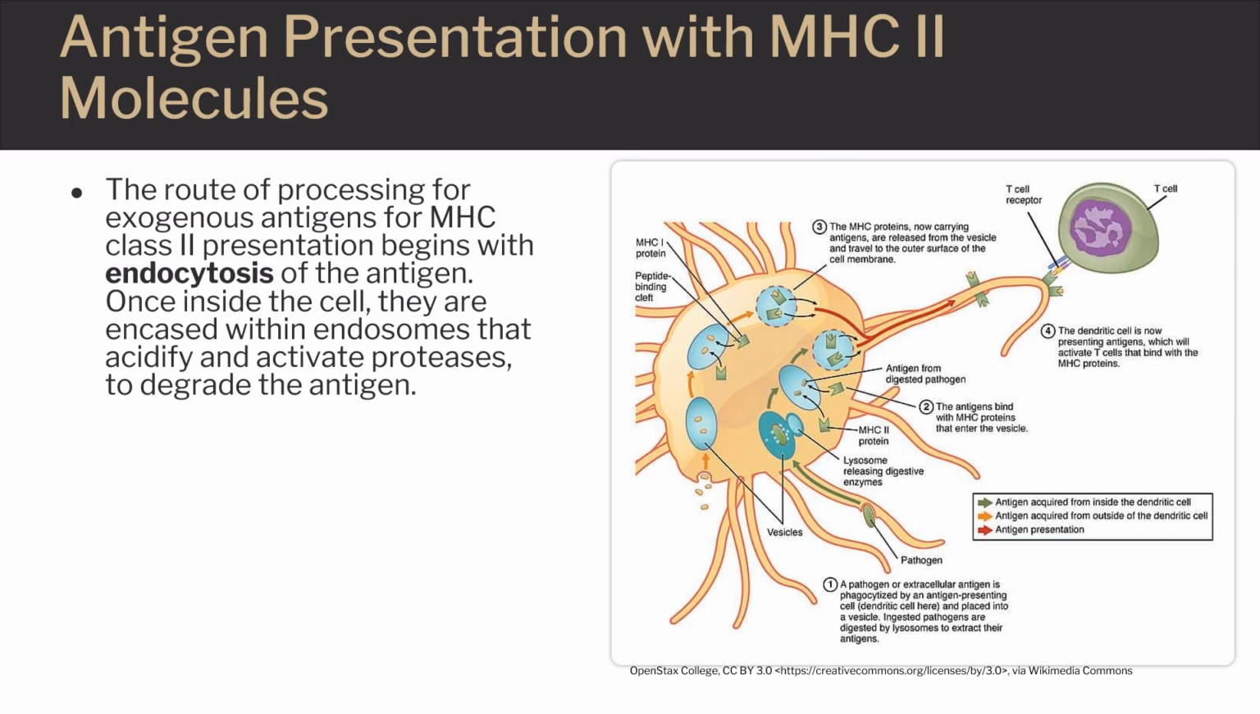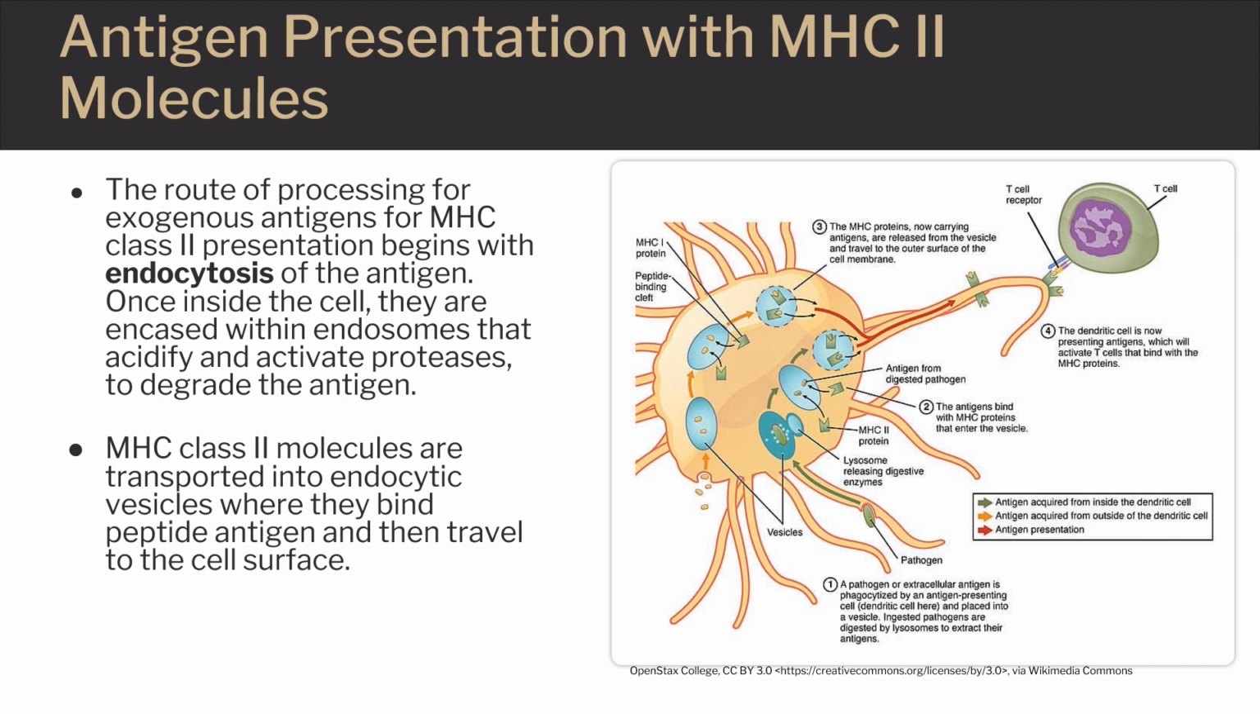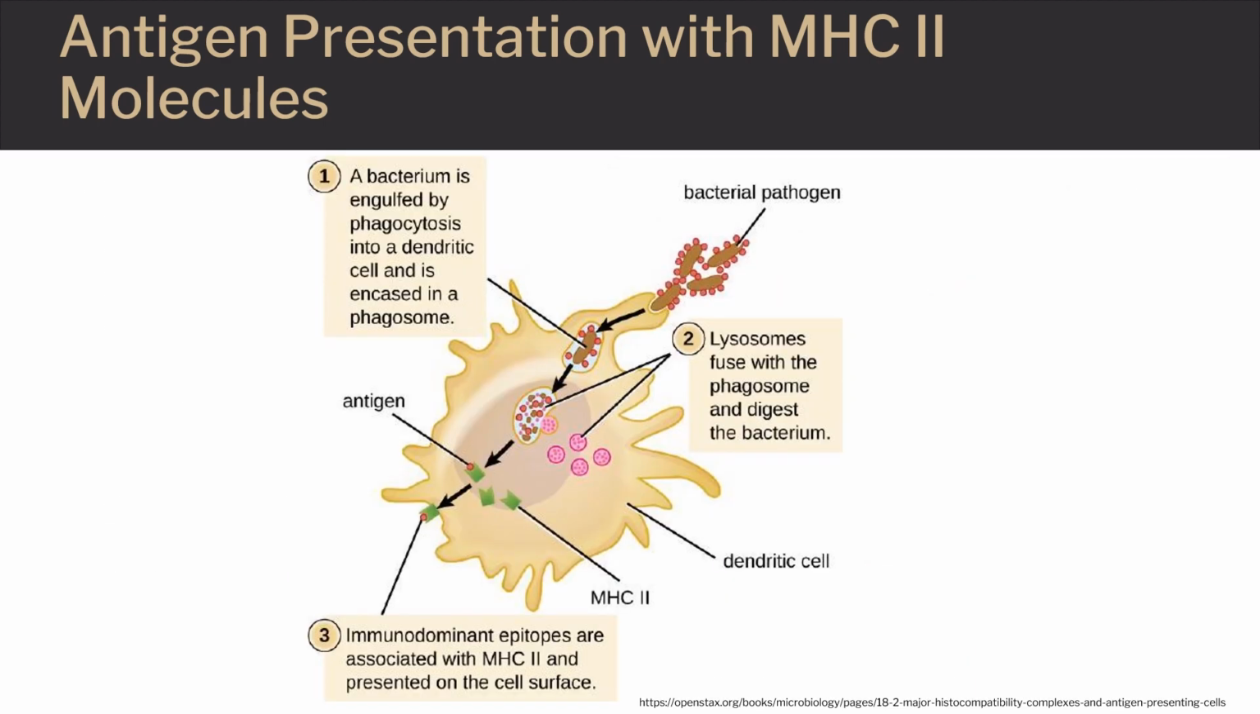The route of processing for exogenous antigens for MHC Class II presentation begins with endocytosis of the antigen. Once inside the cell, they are encased within endosomes that acidify and activate proteases to degrade the antigen. MHC Class II molecules are transported into endocytic vesicles where they bind peptide antigen and then travel to the cell surface. MHC2 molecules are only found on the surface of APCs.